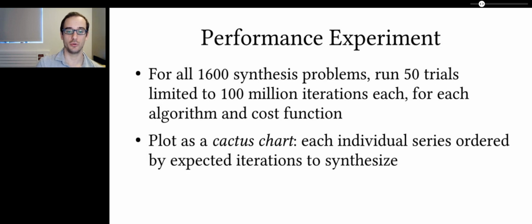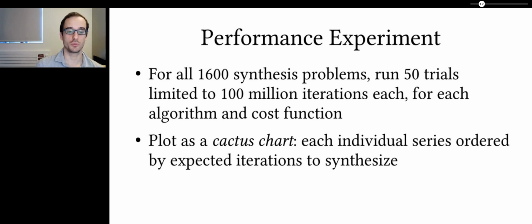And this 100 million iteration limit is important for practical reasons, but it causes a little bit of a problem, which is that we can run into a situation where a synthesis problem succeeds for one algorithm but doesn't for the other. And then we can't really compare a speed up. We can't compute a speed up ratio between them.